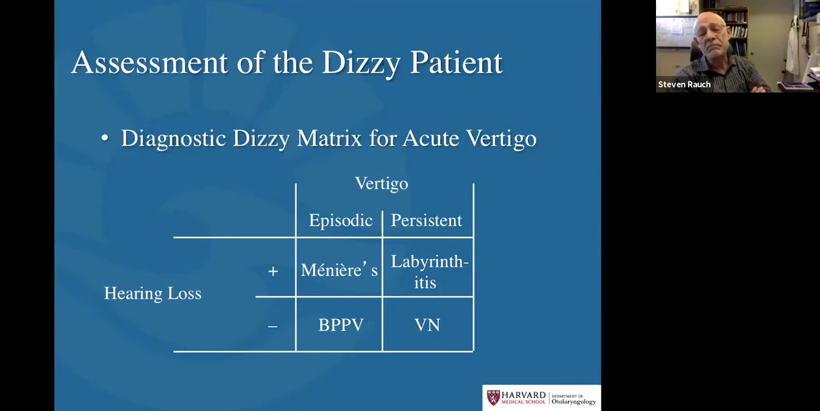Now, unfortunately, not everybody fits in the matrix, because sometimes this doesn't give you the answer, but a lot of people don't have acute vertigo. They have disequilibrium, or they have some complicated combination of disequilibrium and vertigo. And so that leaves us with a handful of other very common neurotologic diagnoses. And so I'm going to spend the rest of my time walking through those with you.